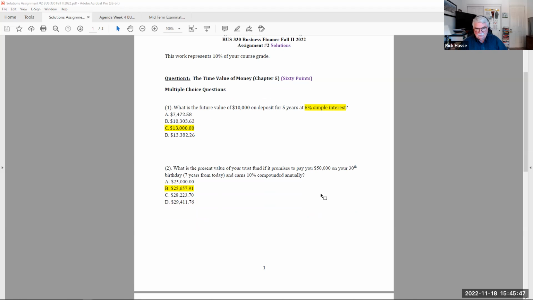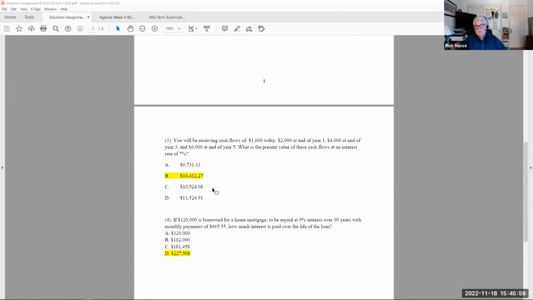Question 2 is asking you to determine the present value of $50,000 to be received in 7 years, discounted at a rate of 10%. Question 3 is asking you to determine the net present value of a series of cash flows. The key there is understanding when you receive the cash flow and how it is determined. $1,000 today, exactly today, $2,000 at the end of the first year, nothing, $4,000 at the end of the third year, nothing in year 4, and $6,000 in year 5. The correct answer is B.